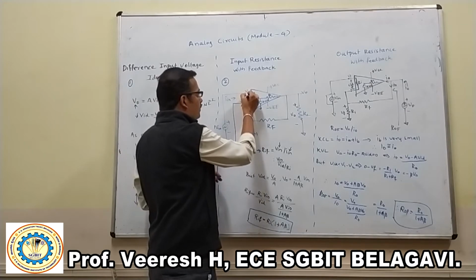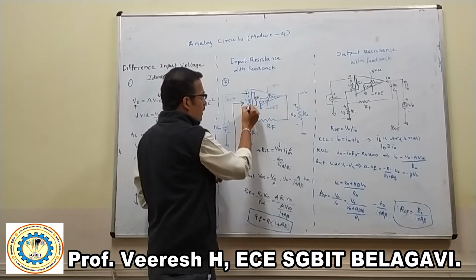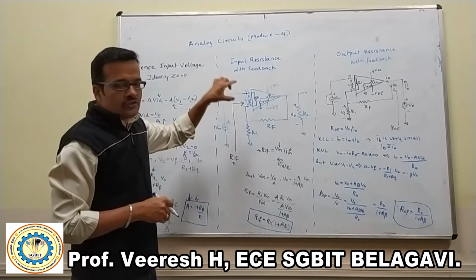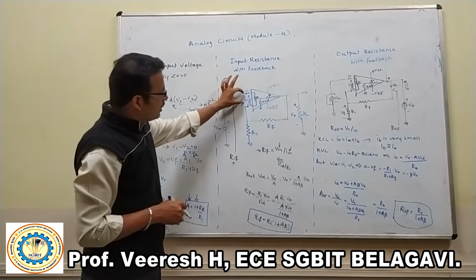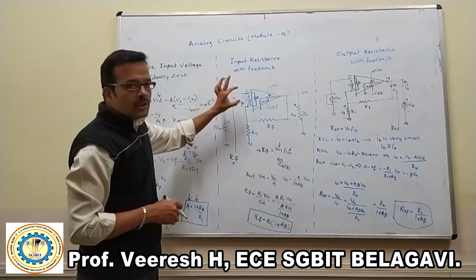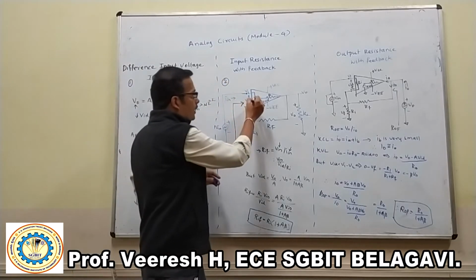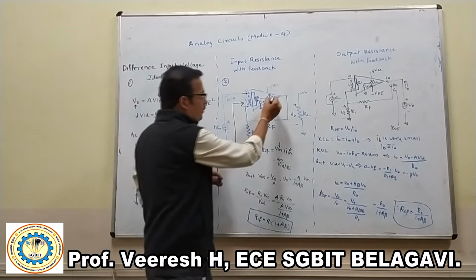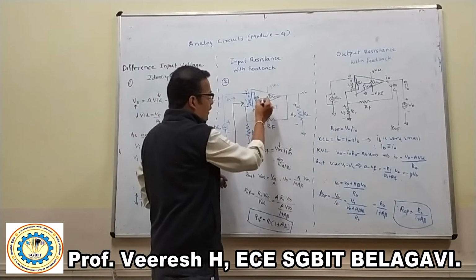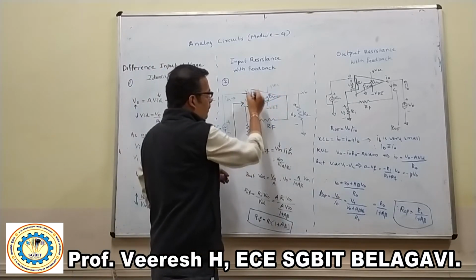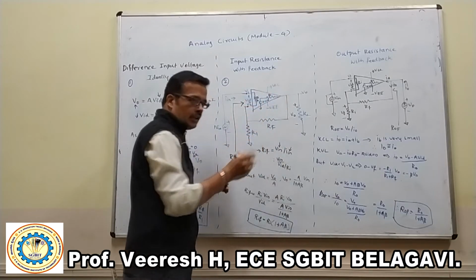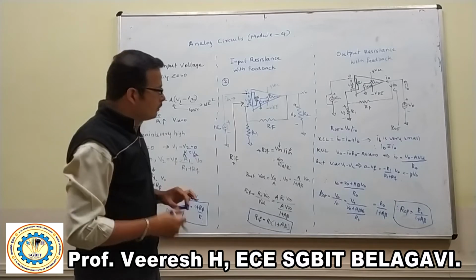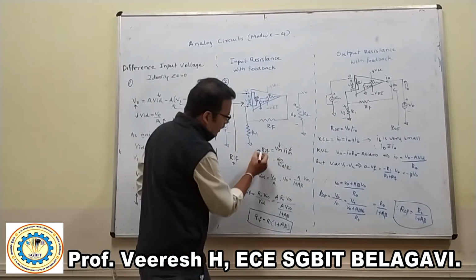So V1 is the voltage at this terminal, V2 is the voltage at the second terminal, and I have marked VID as the differential voltage between terminal number 1 and terminal number 2. And here Ri is the input resistance. And this part is the output resistance and A into VID. So whatever is shown inside the triangle is the internal structure of the operational amplifier. Now I will go with this.